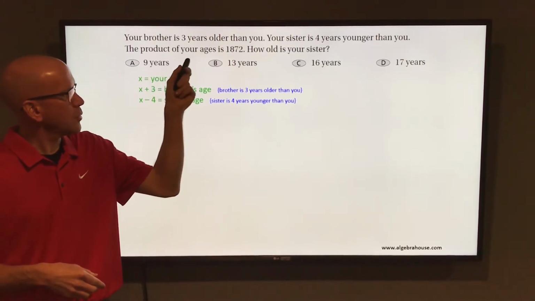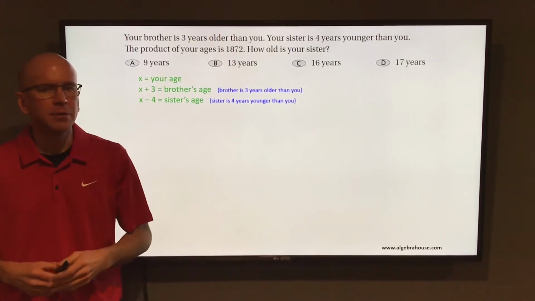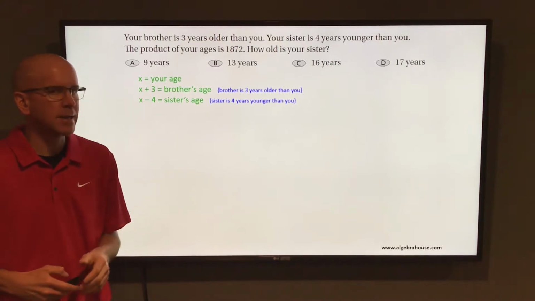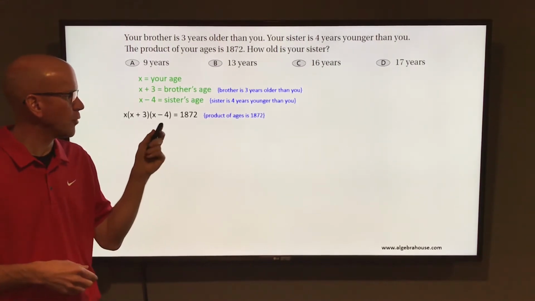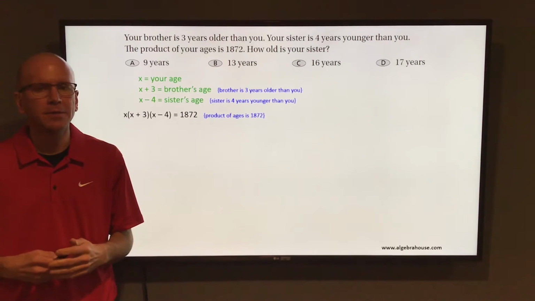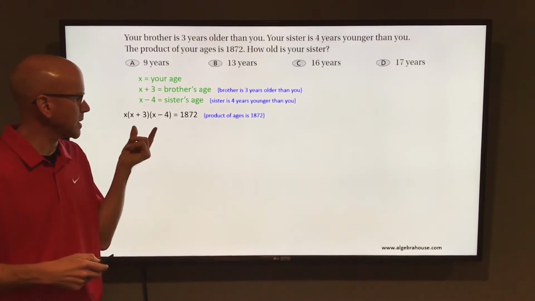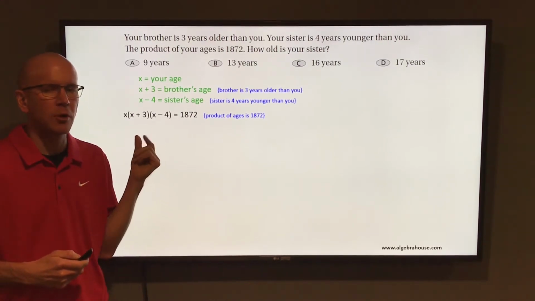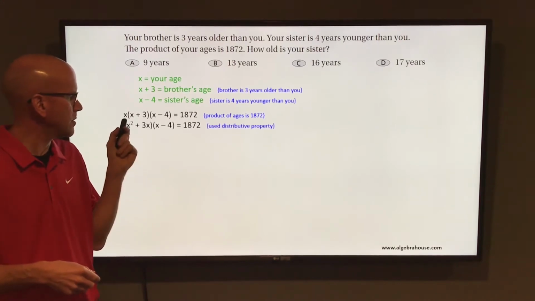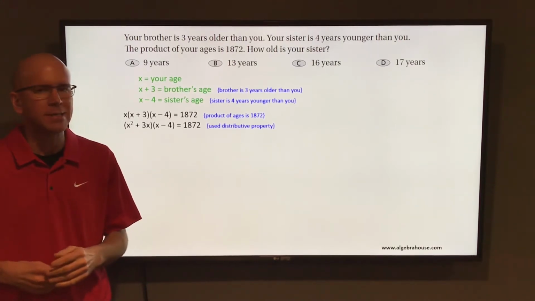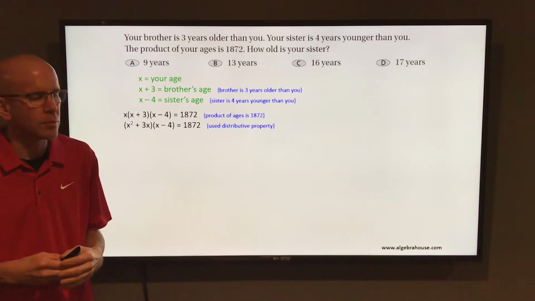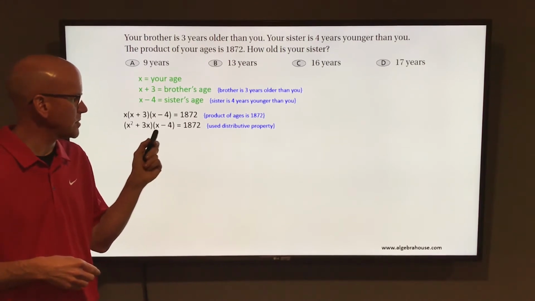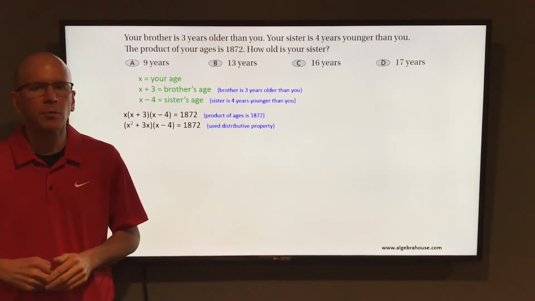The product of your ages is 1,872. So multiply those together: x times x plus 3 times x minus 4. That is equal to 1,872. Now to multiply those, take out the parentheses. You could distribute the x or multiply those two binomials. It doesn't matter. I'm going to distribute the x and get x squared plus 3x times x minus 4 equals 1872. Multiply these two binomials together with the FOIL method or distributive property.